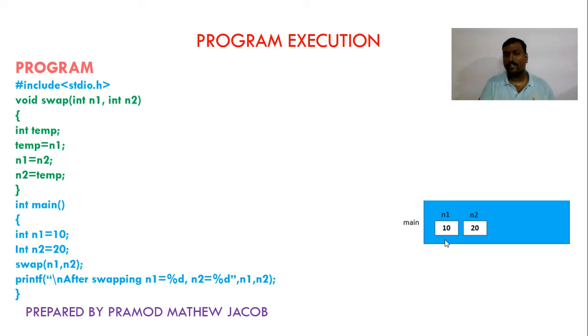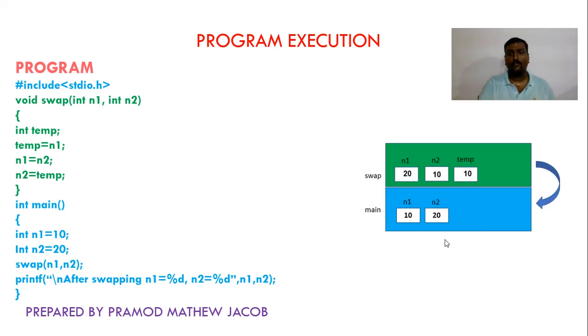How did this happen? Because all the swapping activities are taking place in the swap activation record, on the n1 and n2 that we are creating in the swap function. So whenever we are calling a function by passing arguments using the call by value method, then a copy of the actual arguments will be given to the subfunction. So all the swapping operations are performed only in this swap function.